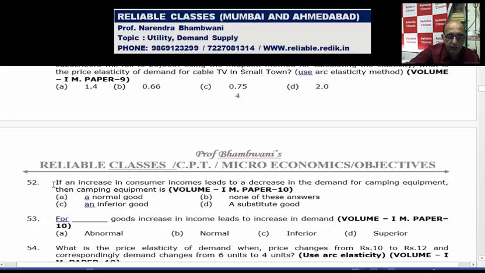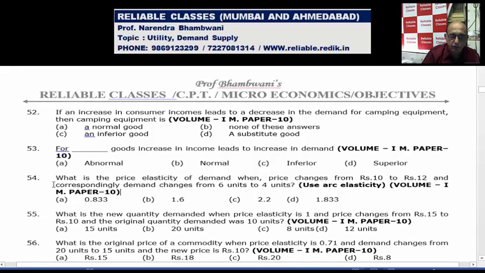52. If an increase in consumers' income leads to decrease in demand for camping equipment, income से demand कम हो गया, उल्टा income बढ़े तो demand कम हो गया, so it must be obviously what? Inferior good. It must be an inferior good. For dash goods, increase in income leads to increase in demand. That is for normal goods. Normal goods में क्या होता है? Increase in income से demand में increase होती है.